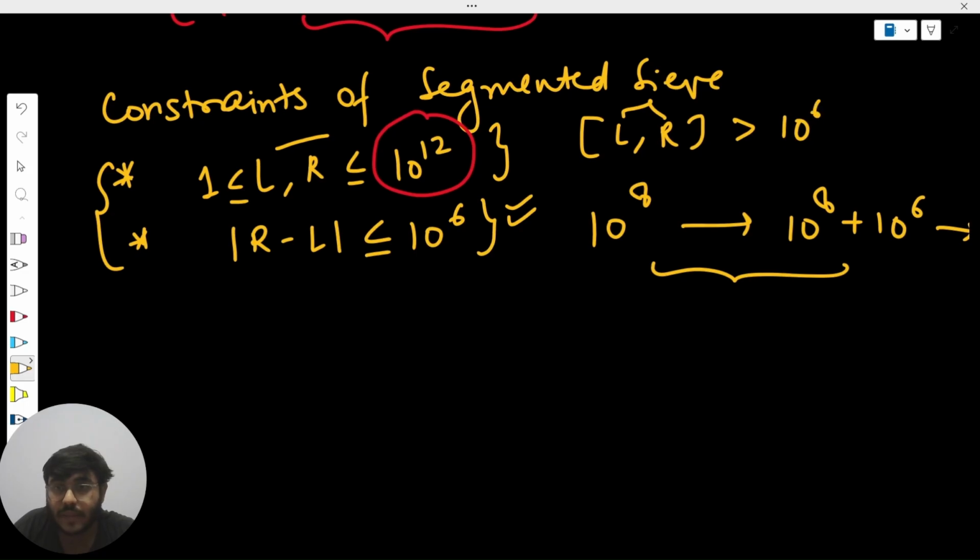Okay, this is not recommended, this is not suggested, because this will not work. So these two limitations are basic to the segmented sieve, and if your problem constraints are well within these limitations, then you are good to go to use segmented sieve.